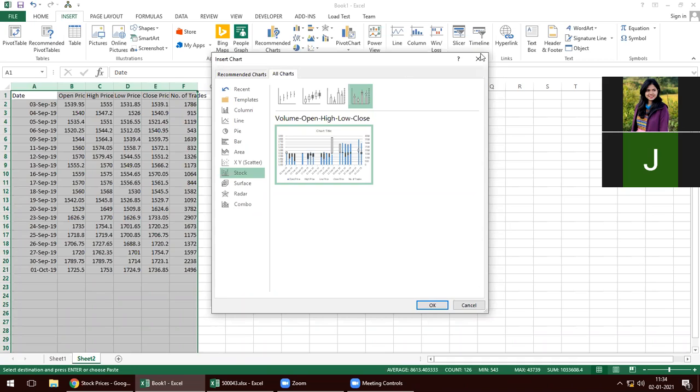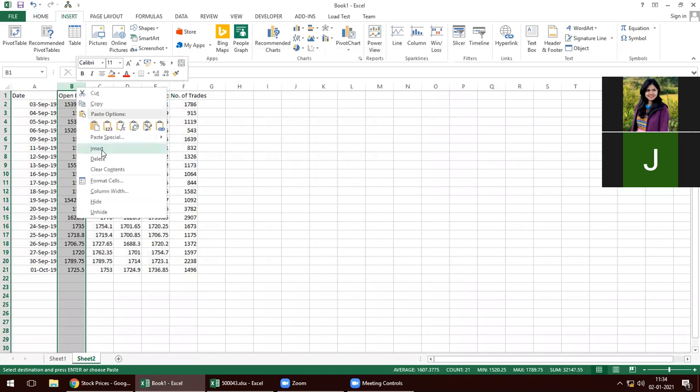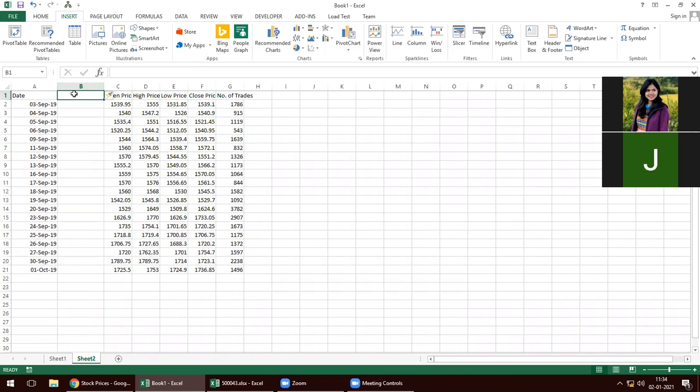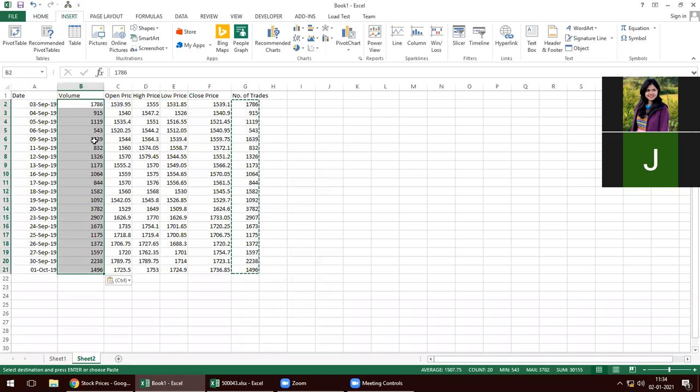So what we have to do now is add one more column, insert, and convert into volume. Volume is nothing but the number of trades. So what I am doing is copying this data and pasting it here. Because the graph will take the first column as the volume. It does not have common sense. It is a machine.